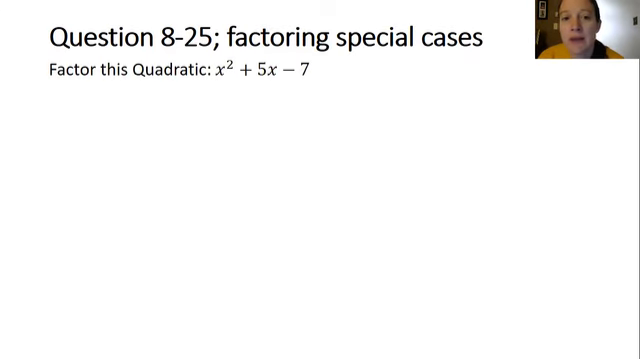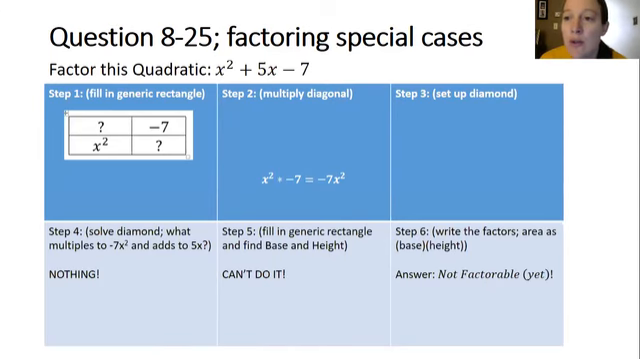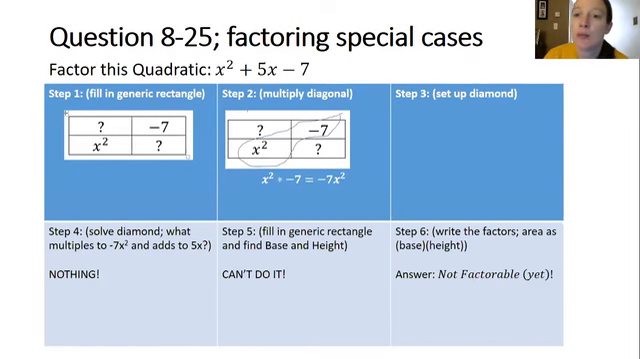So we're going to factor this trinomial. It's x squared plus 5x minus 7. Again, this doesn't look any different than what we've been working with, so nothing new here. Step 1, you need to write out your generic rectangle: x squared, bottom left, negative 7 units, top right. Step 2, multiply that diagonal. x squared times negative 7 is negative 7x squared.